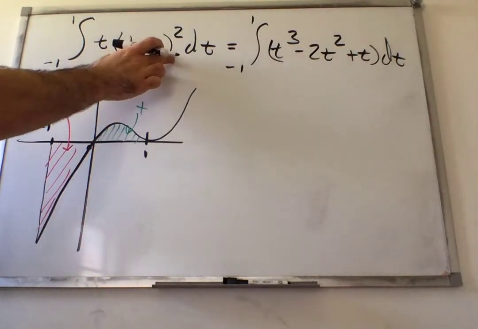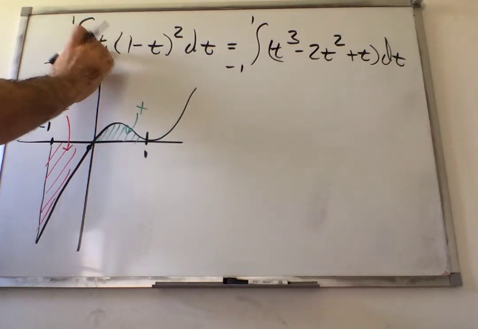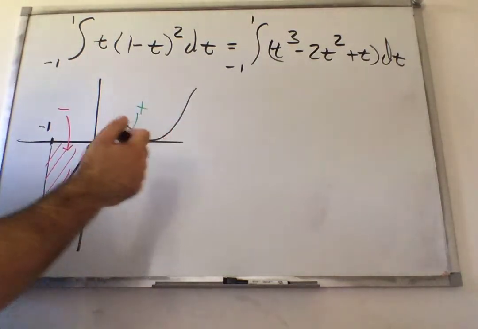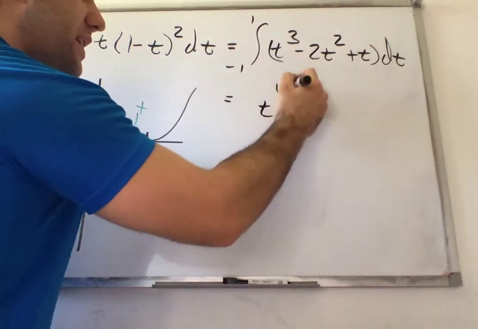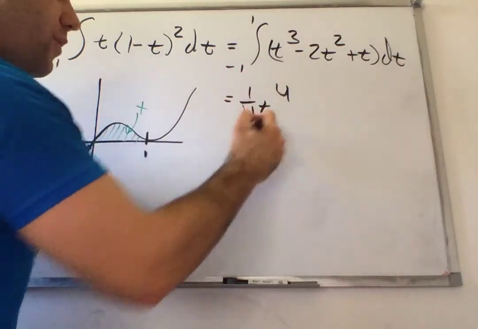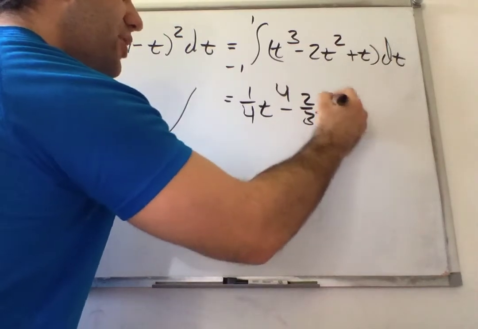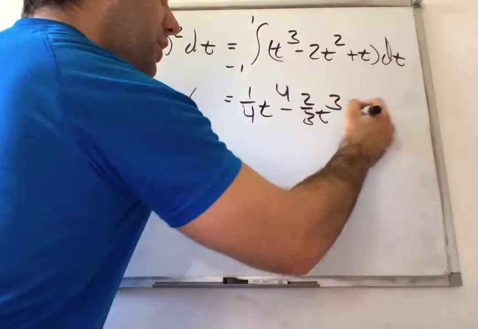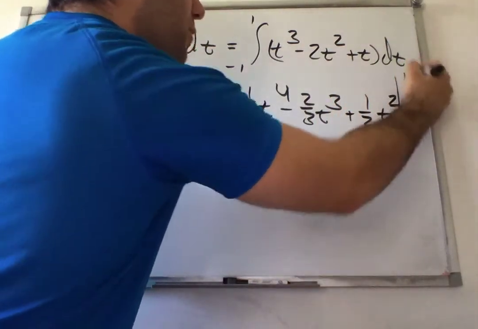So square this one. After you square this one, raise the power by 1 on each term. So now that's just a power rule. We can easily undo a power rule. So go up 1 power, t to the 4th. Now what we got to do is divide by this power, 1/4, minus 2/3 t cubed, go up 1 power, then divide by that power, plus 1/2 t squared evaluated from -1 to 1.